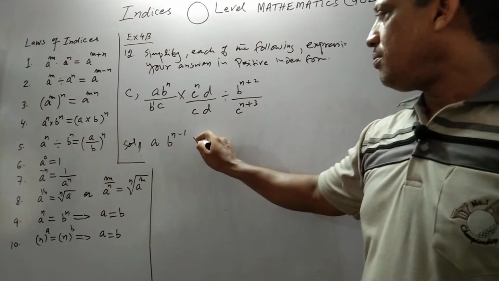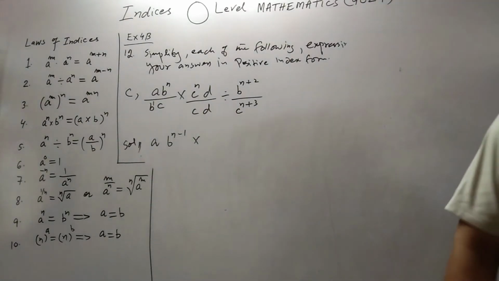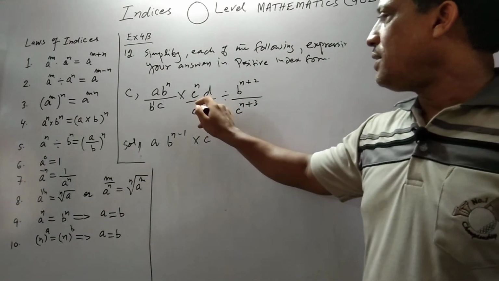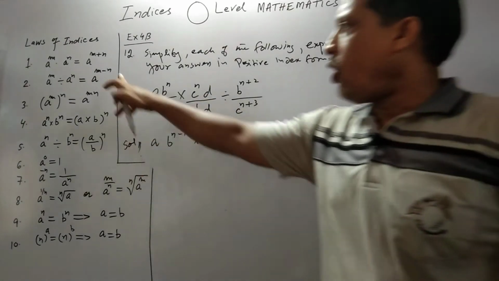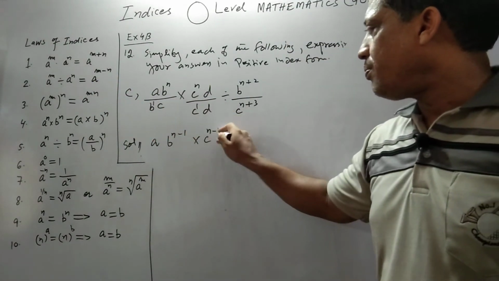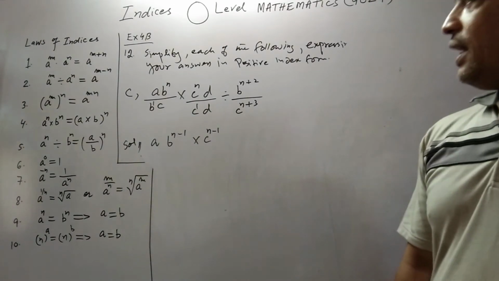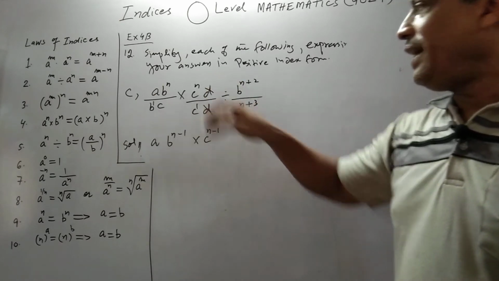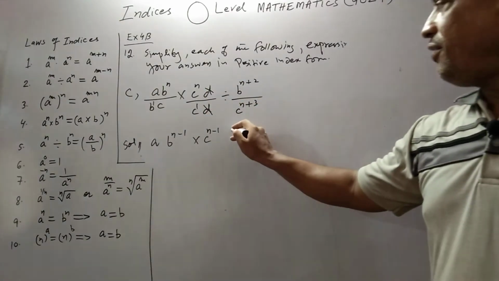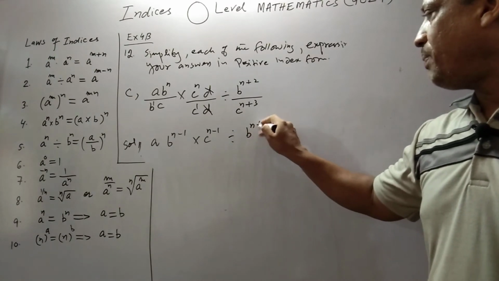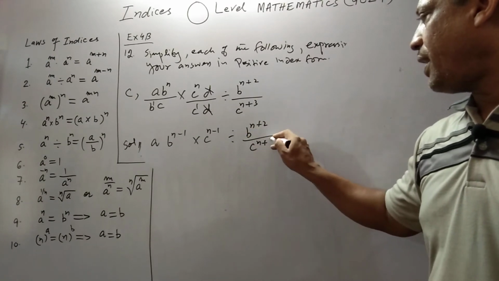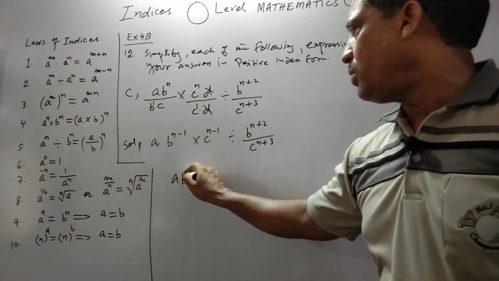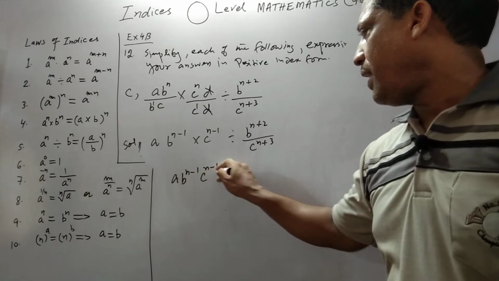The next part is multiplied by c to the power n and this is c power 1. Apply law number 2, this 1 becomes minus 1. This is d to the power 1, this is d to the power 1, so I can cancel this d by d directly. Divided by b to the power n plus 2 upon c to the power n plus 3. Next step is b to the power n minus 1 into c to the power n minus 1.